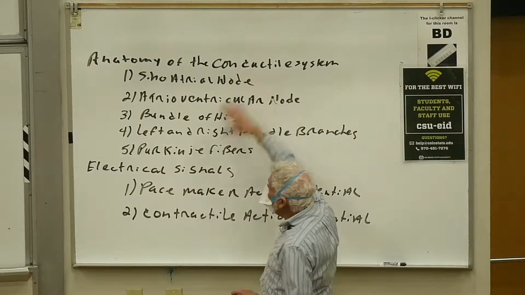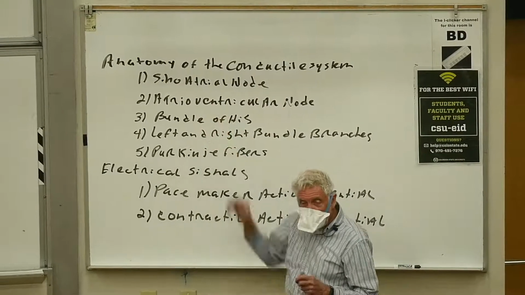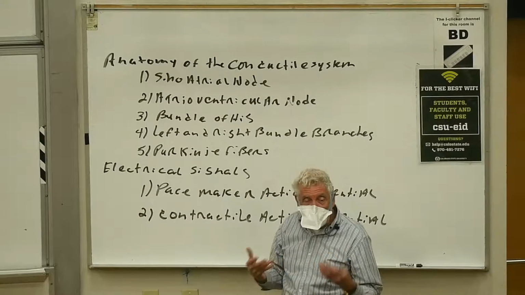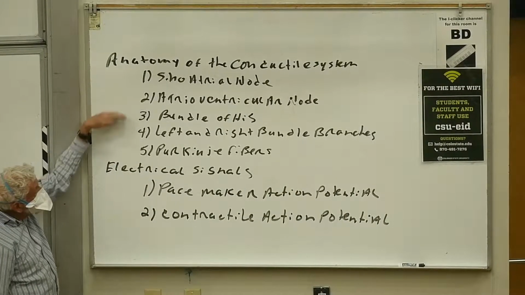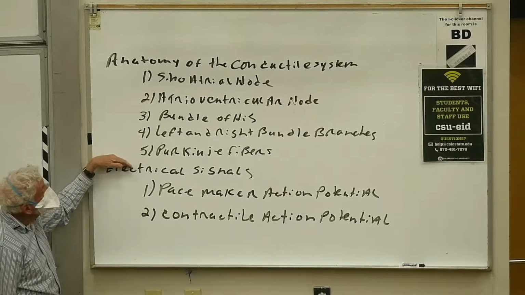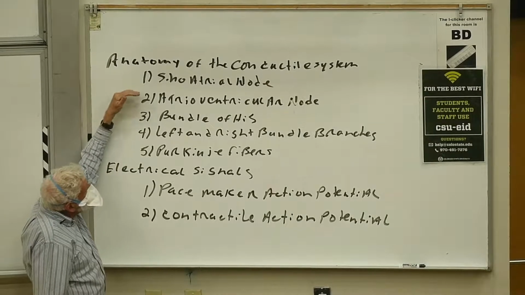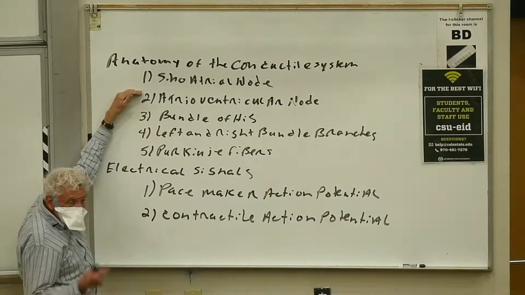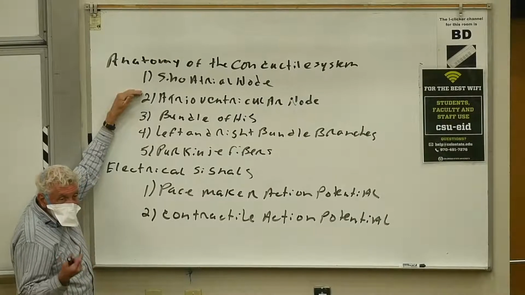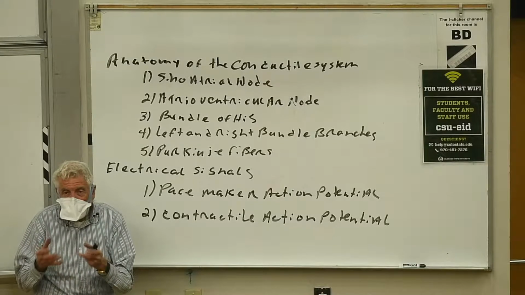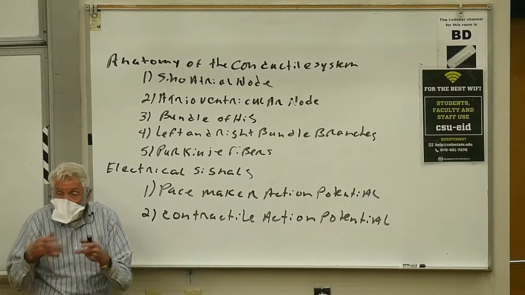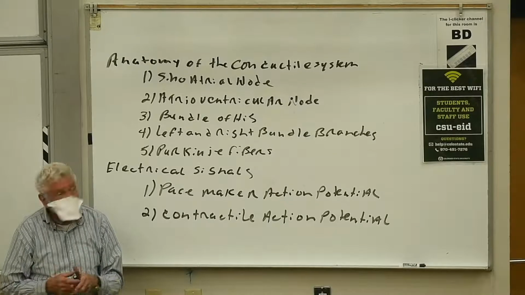Now, in order to understand that, we have to spend a little bit of time on the anatomy, and I'll try to describe this anatomy as best I can. And I'm going to talk about a few major players here. The first one is known as the sinoatrial node. Now, when you hear the term node, what you should think of is it's going to be a cluster, or a bundle, or a collection. Collection is probably the best word. A collection of conductile cardiomyocytes.